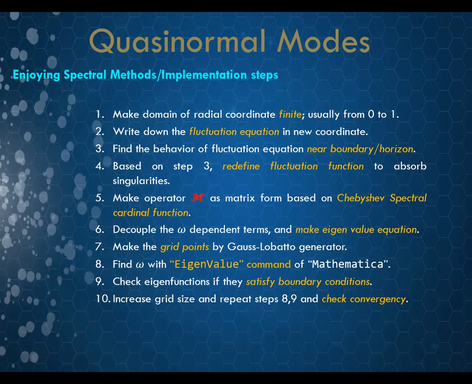solve the eigenvalue form of the fluctuation equation by the Eigenvalues command in Mathematica, and check whether the eigenfunctions corresponding to the quasi-normal modes you found satisfy the boundary condition or not. And increase the grid size and repeat steps 8 and 9 to check the convergence of the quasi-normal modes you found.